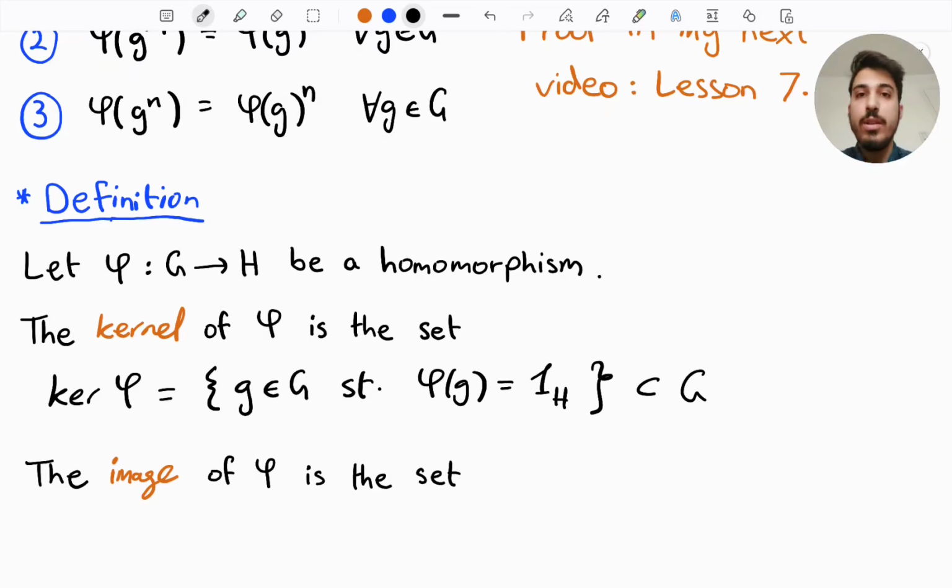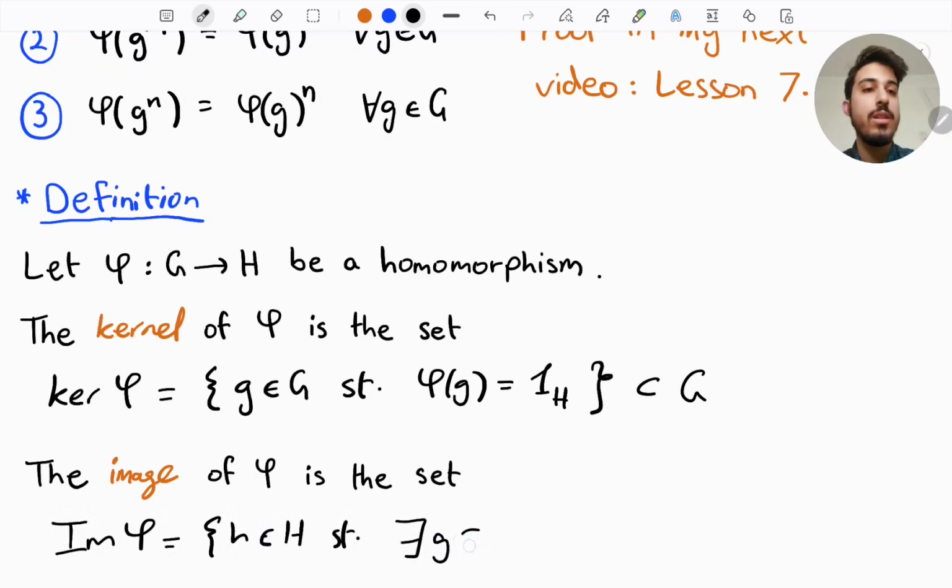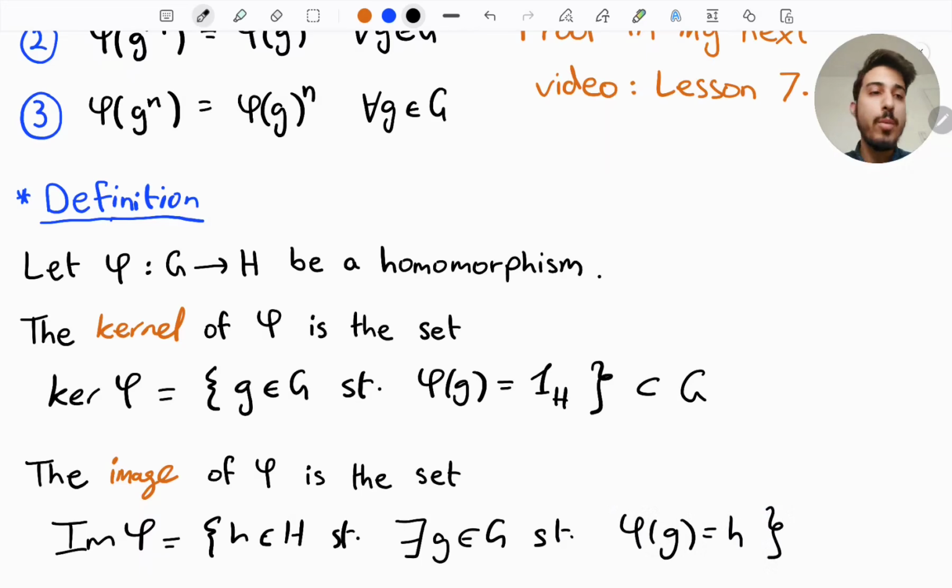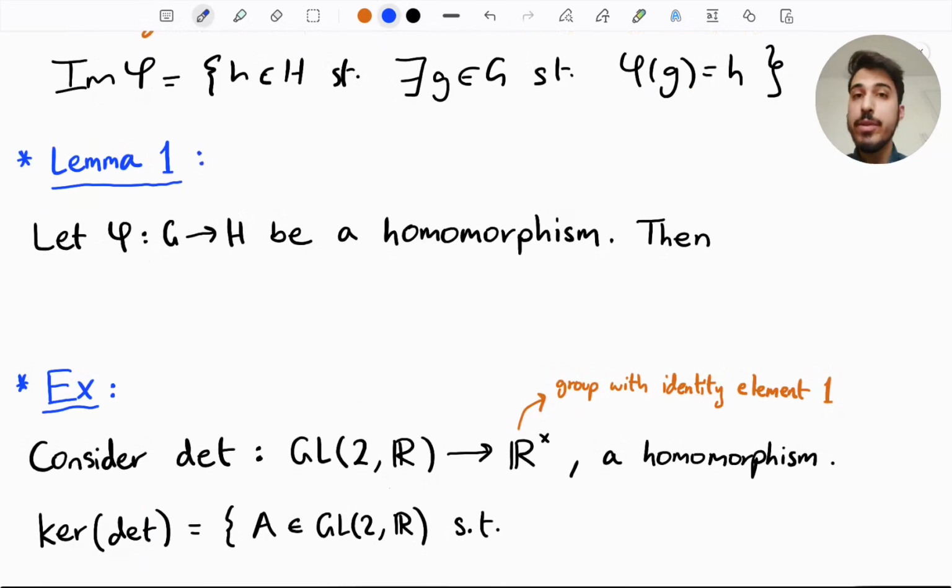The image of phi is just the image of phi, as we've known from linear algebra or from any course in discrete mathematics. It's the set of h in H such that there exists some g in G such that phi of g is equal to h. So basically, an element in H that has some pre-image. So now that we have defined these very interesting special subsets, we are going to be proving a lot of stuff about these two subsets.